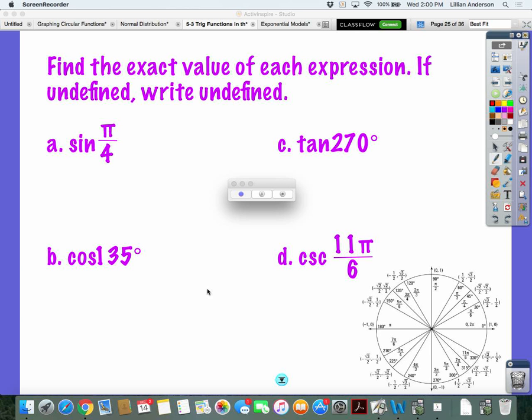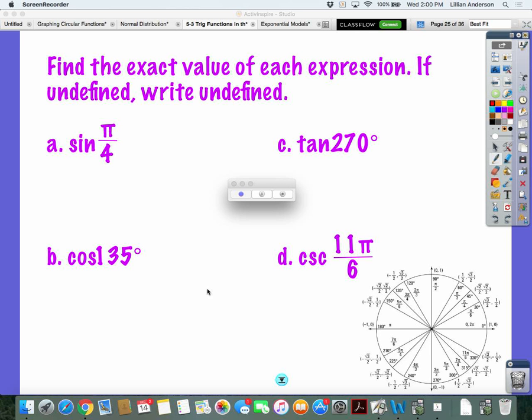So today we're talking about finding the exact values, okay? The only way you can find exact values is if the value lies on your unit circle. That also applies with coterminal angles as well. So we're going to find the exact value. If it's undefined, we are going to write undefined because yes, some of these values will be undefined.